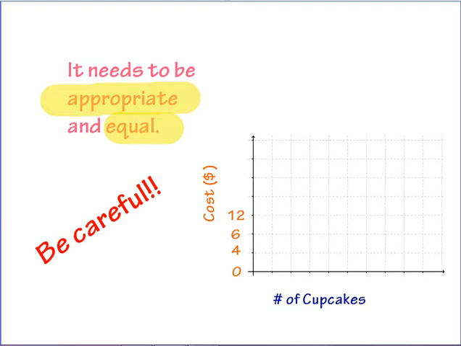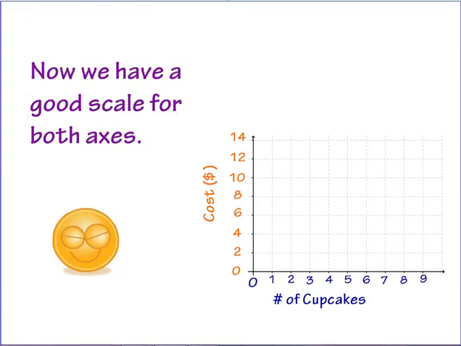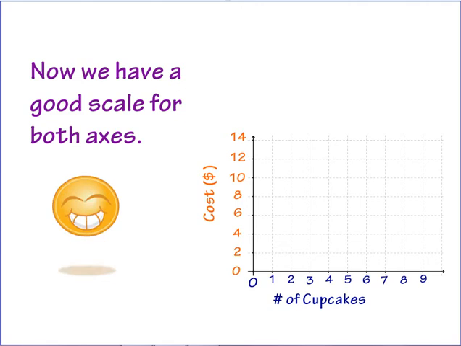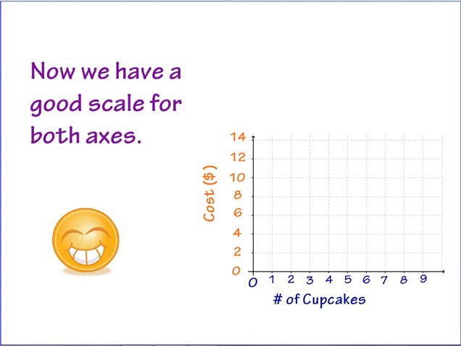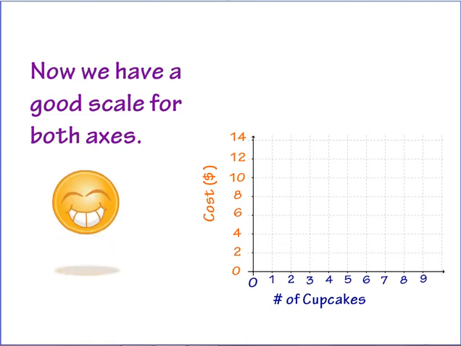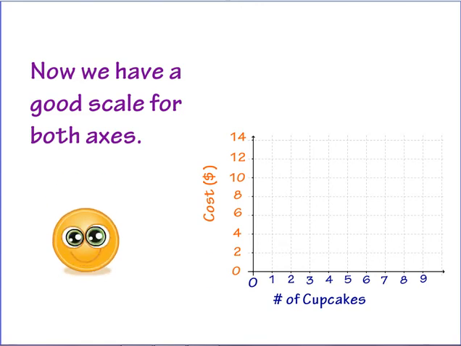I need to take that into consideration for the number of cupcakes too. This would be a more appropriate scale, right? So I'm going up by 2's on my y-axis. I can choose, since it's my own graph, and you can choose for yourself, just make sure that all of your numbers fit. I'm going to go by 1's for the number of cupcakes because I'm not going to want to go more than 9 cupcakes across.